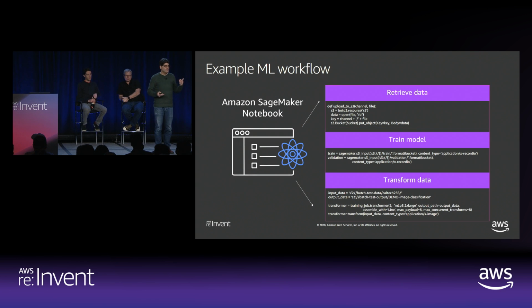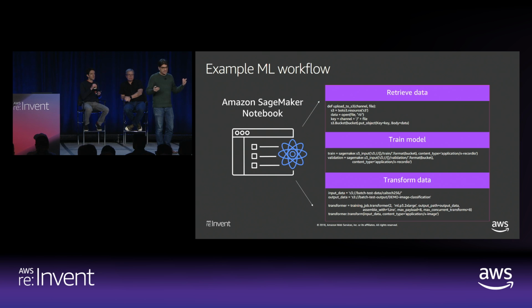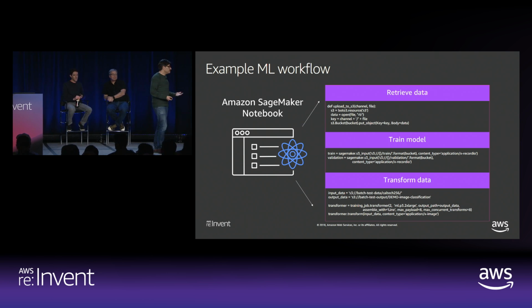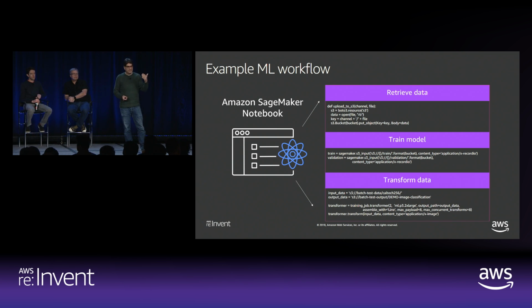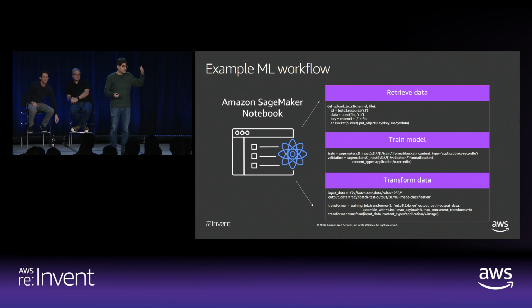So let's come back to building, training, and deploying models in a Jupyter notebook. If you think about it, this looks a little bit like a workflow. We retrieve the data, you click through, you say, train my model. When model training is done, you say, okay, now go transform this batch of data. When you build a single model, you can step through these things and iterate as you need, but essentially, this is a workflow being manually run by a human.